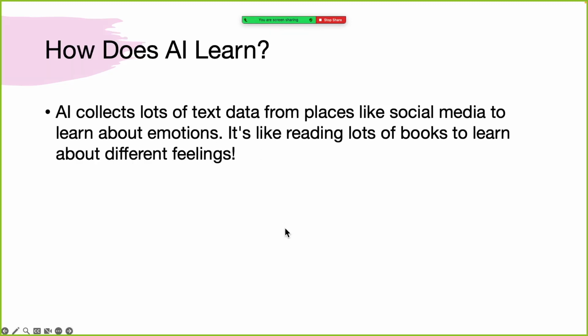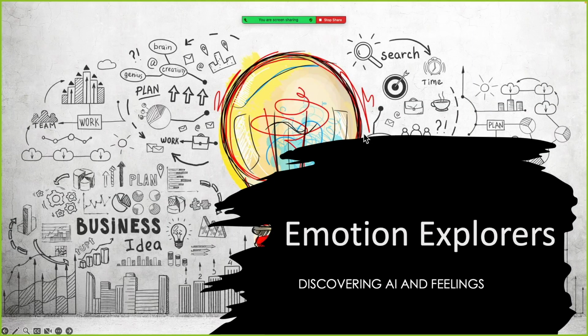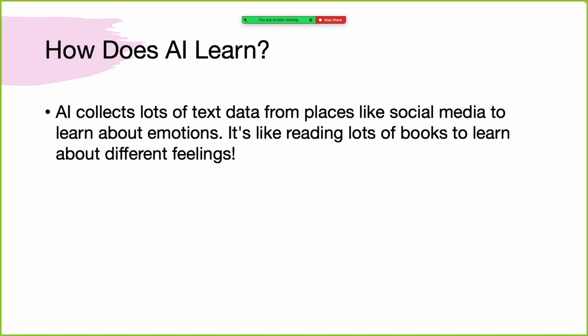So how exactly are we gonna come up with this feeling robot? What did we name it? Let me just go back. We named it Emotion Explorer, right? So how is it gonna work? This robot is gonna collect a lot of text data from places like social media, like Facebook or Instagram. I know a lot of you may not even use it, but they go there and learn about emotions.